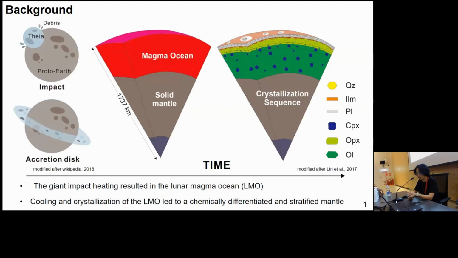So the lunar upper mantle, or even the whole lunar mantle, melted, and it became the lunar magma ocean. However, as time went on, the lunar magma ocean began to cool down and crystallize. And at last, we got the chemically differentiated mantle that contains different kinds of minerals. For example, the deepest area is olivine, and the shallower depths would be some ilmenite or quartz.